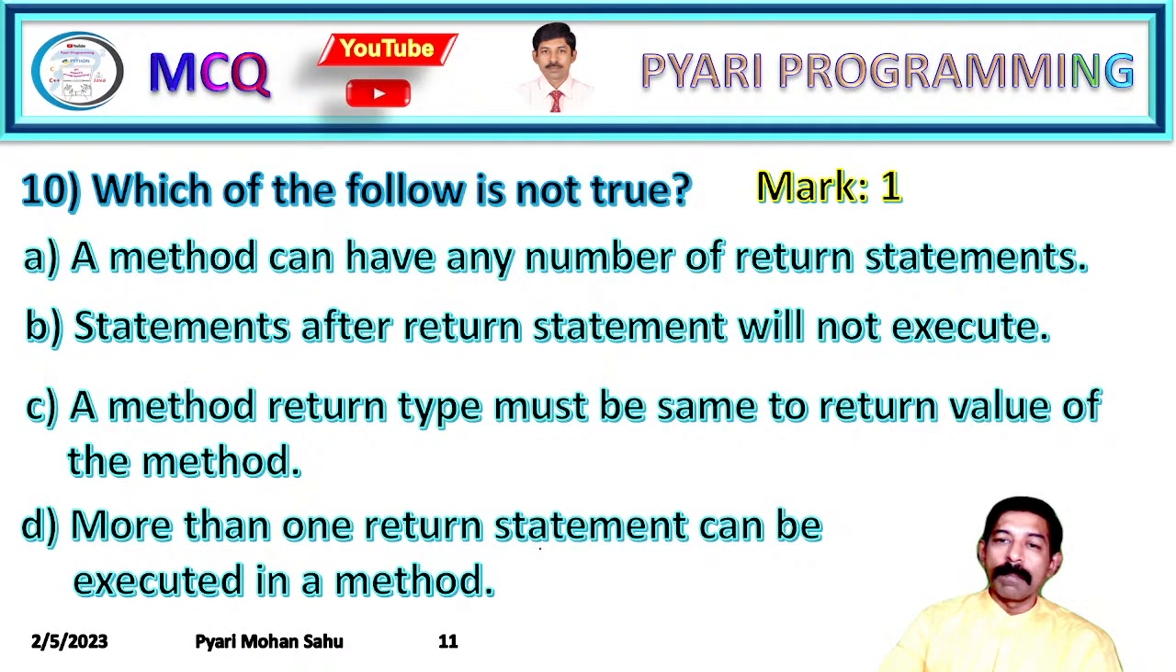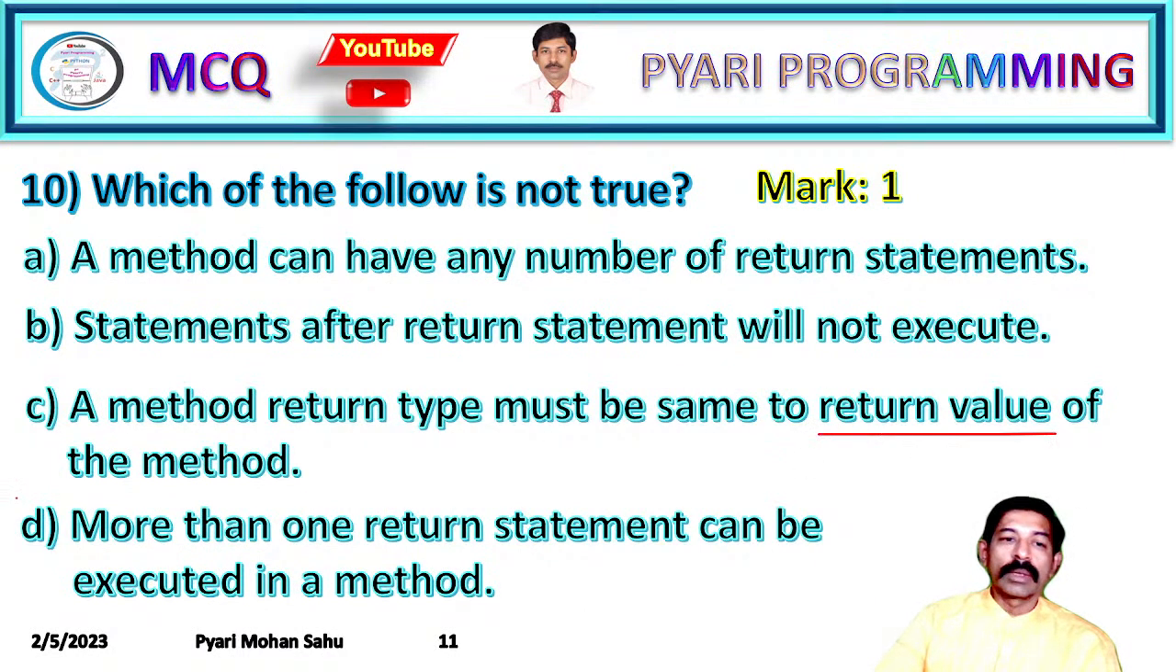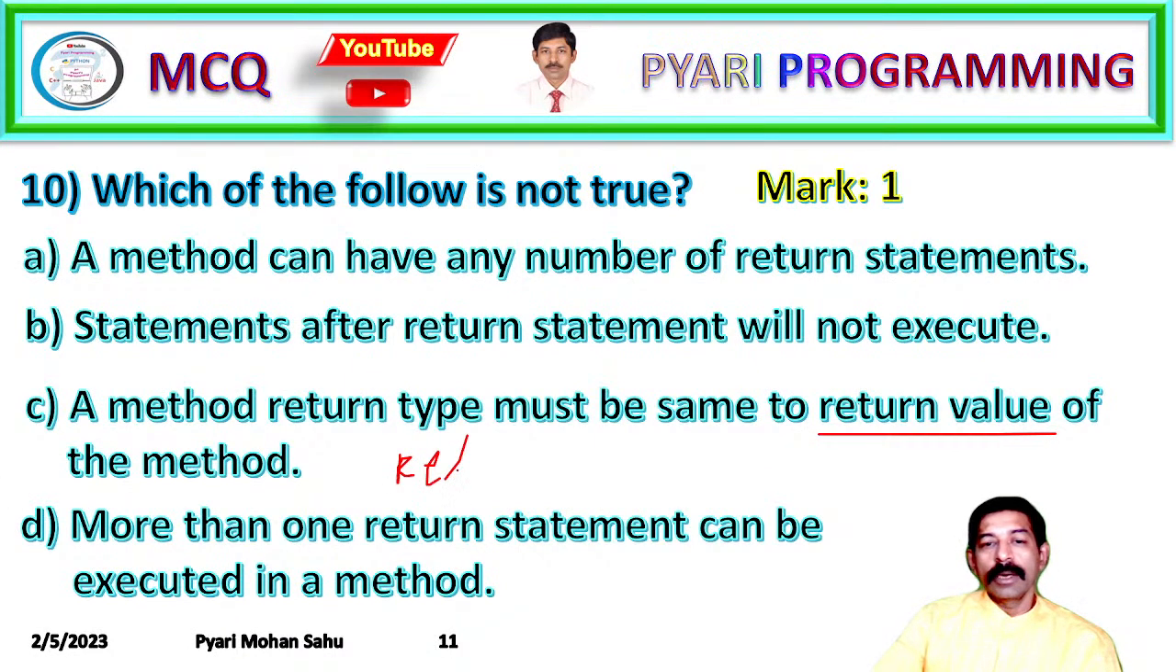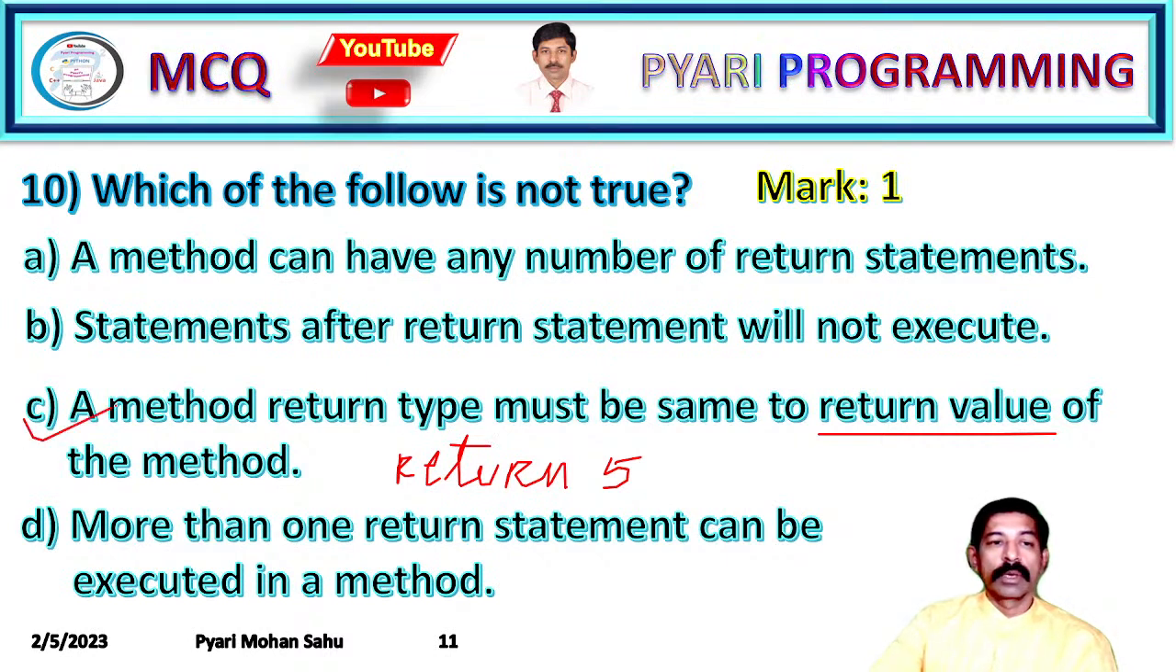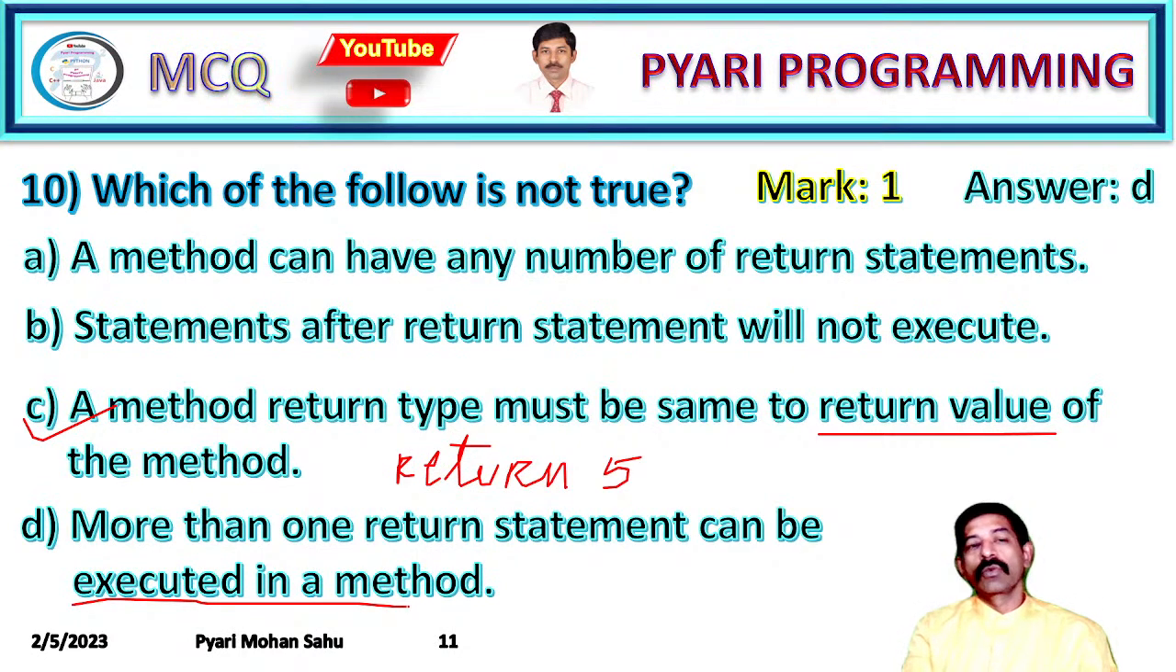A method's return type must be the same as the return value of the method. So suppose I am saying return 5. The data type of 5 is integer, so the return type of the method must be integer. It is talking about that particular point. Now it says that more than one return statement can be executed. No, we can have more than one return statement, but only one will execute. So that's why the answer is D.